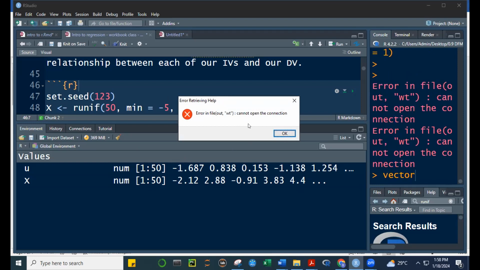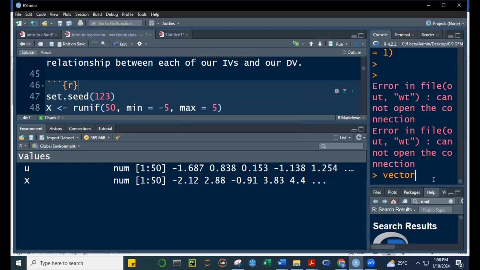Nagkakaroon ako ng error sa file out. Mamaya, titingnan ko yan. It's a vector class, no? A vector class is a type of data structure where all the elements are the same. So ito lahat, panay quantitative, panay numeric siya. Ito ding X, panay numeric.